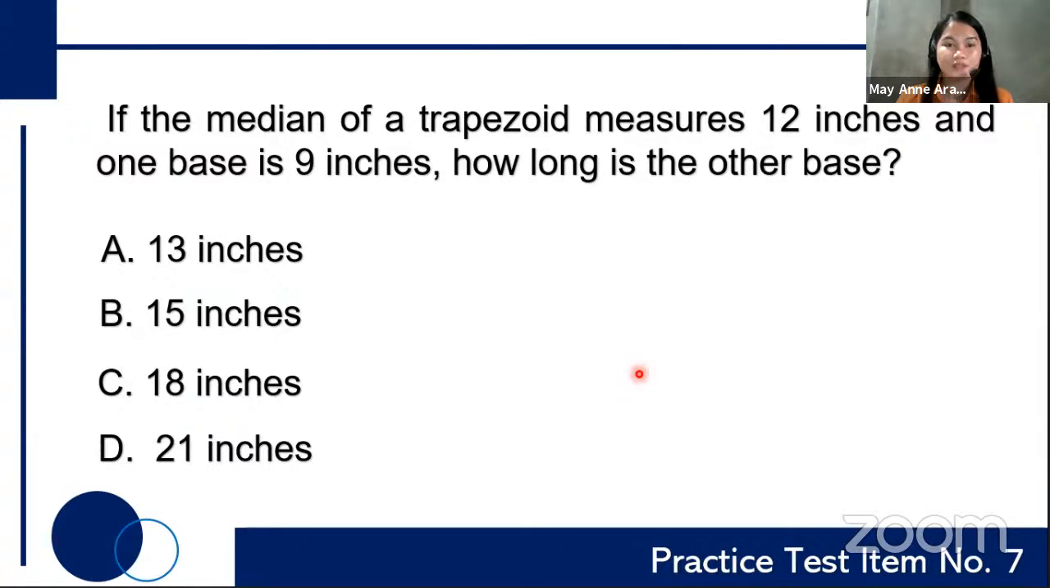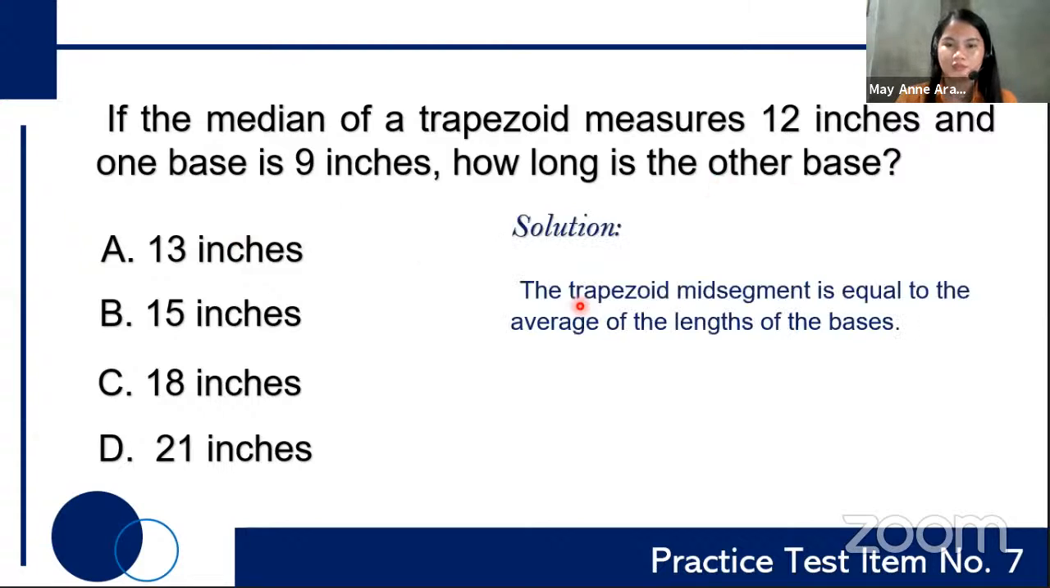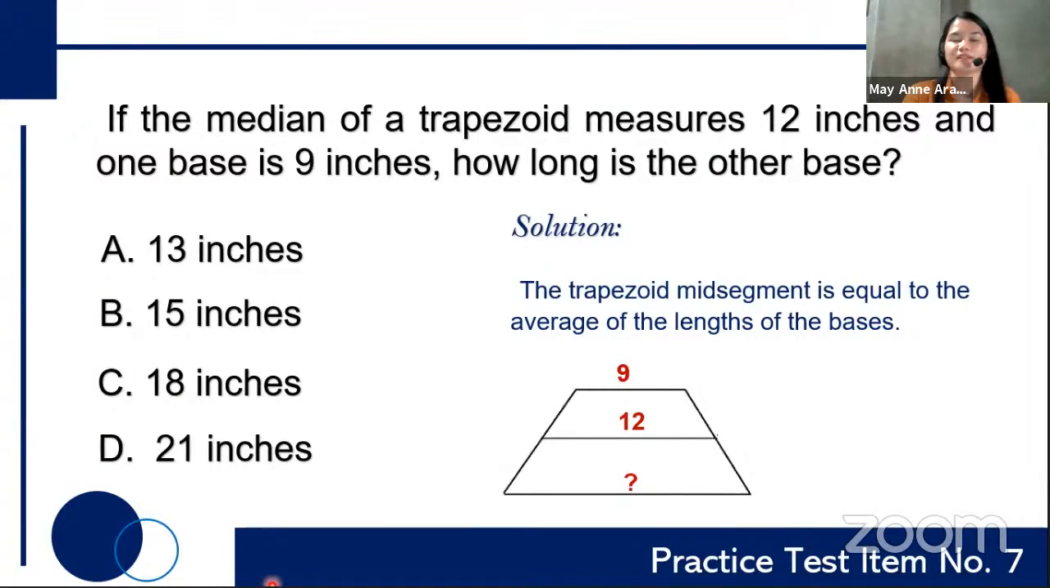Again, the median of a trapezoid is just the average of the lengths of the two bases. How long is the other base? Okay, again, the trapezoid midsegment is equal to the average of the lengths of the bases. So let us have the illustration, para mas mabilis sa inyo. Okay? Oh, we have 3 answers. Okay, letter B.